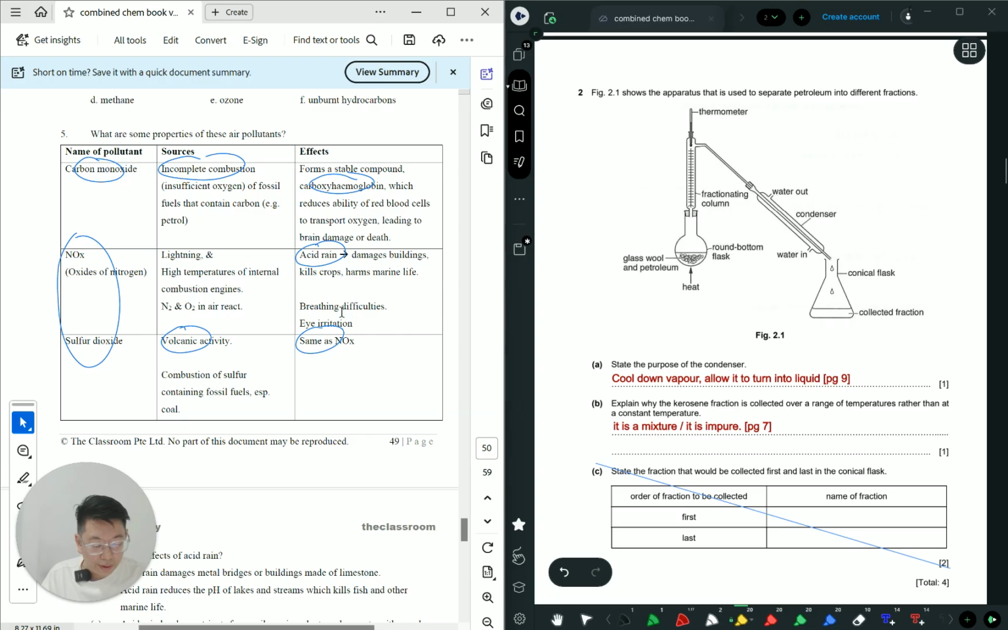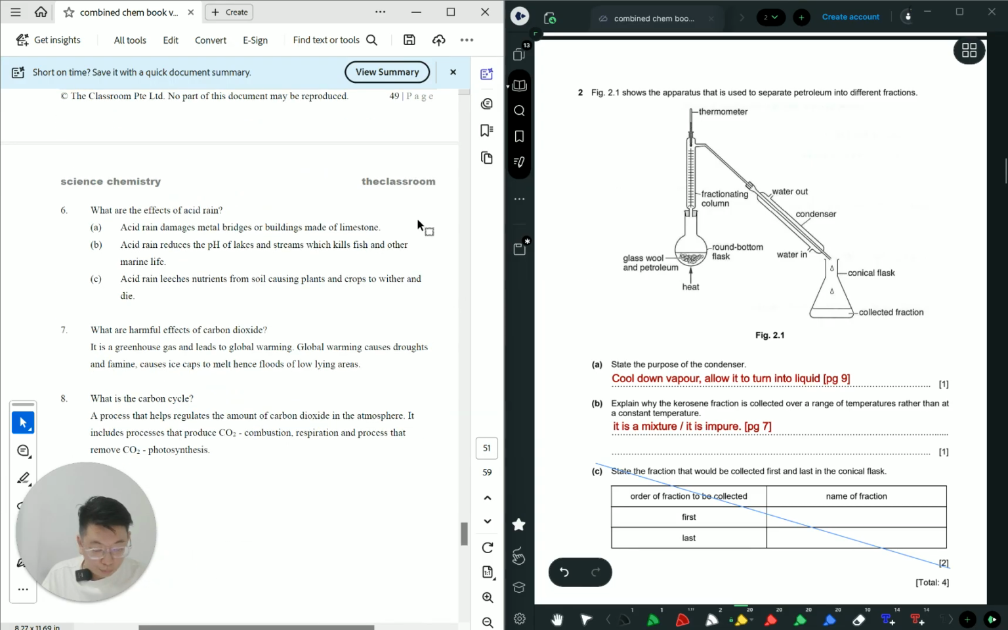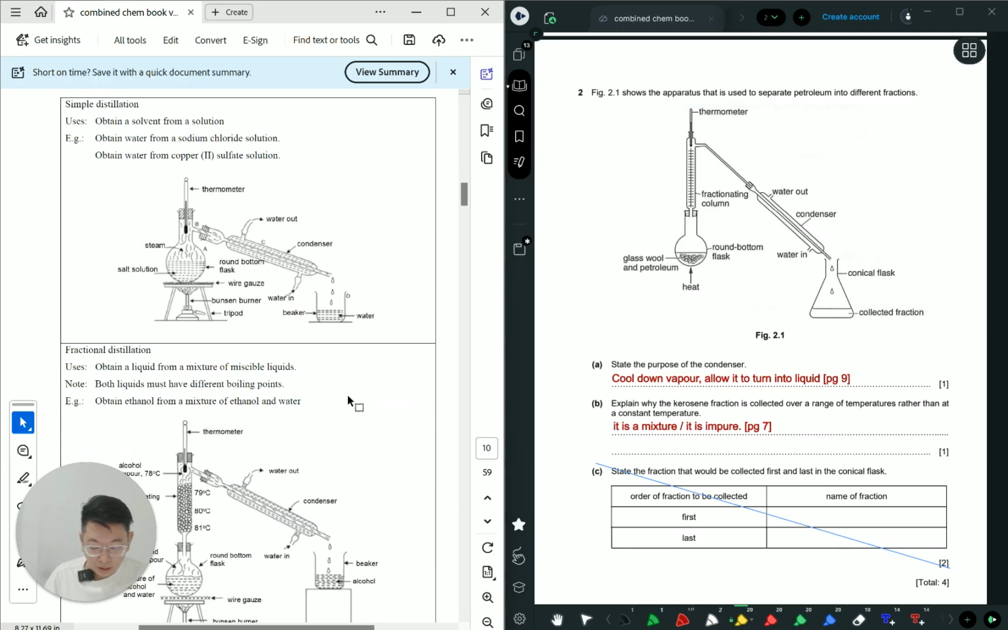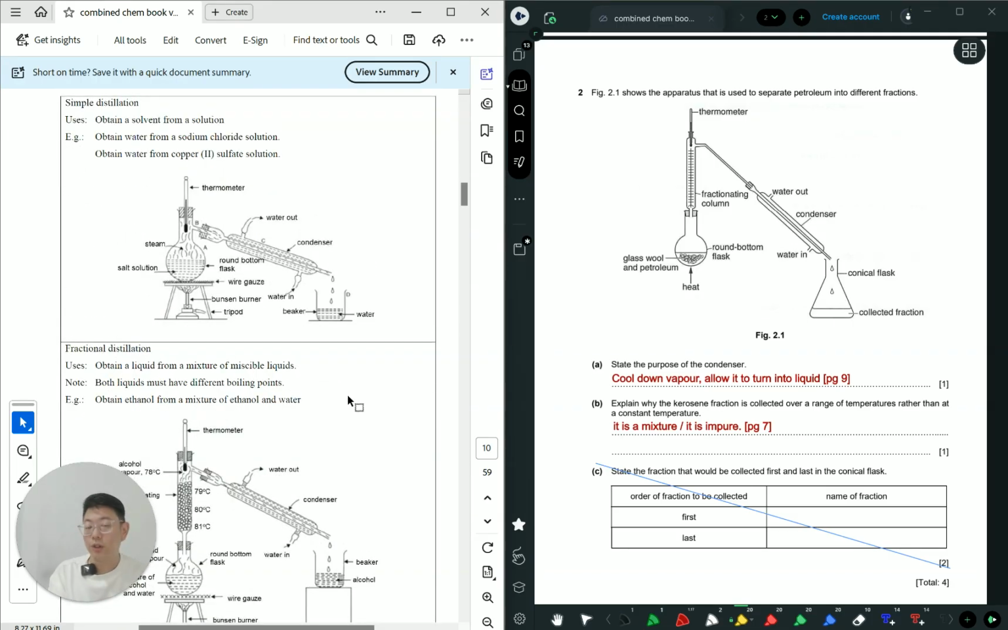Now this one here, I'm going to turn to page 9. Here, you're given a couple of pictures, simple distillation, fractional distillation. Now they ask you what is the purpose of the condenser. While it's not explicitly there, what a condenser does is that it cools down the vapor, so the gas gets cooled down, and then it turns it into a liquid. So that's your function. If you're not very sure, it's good to put it down into your Ninja Notes.